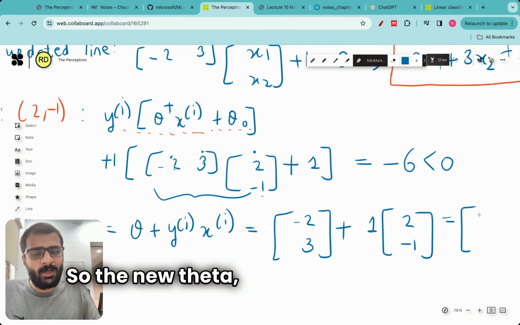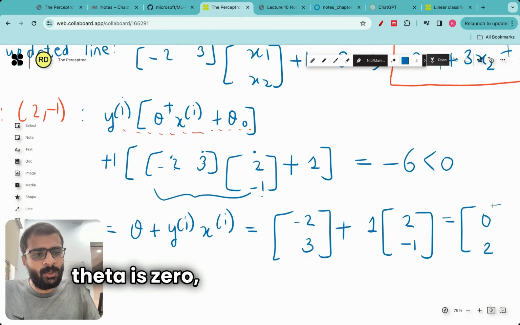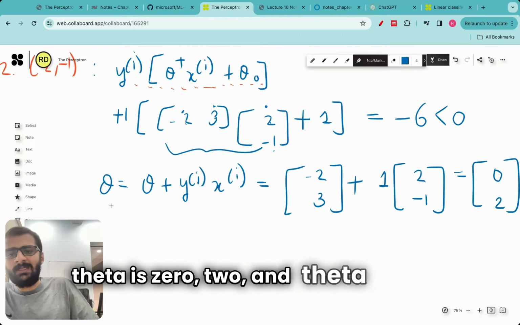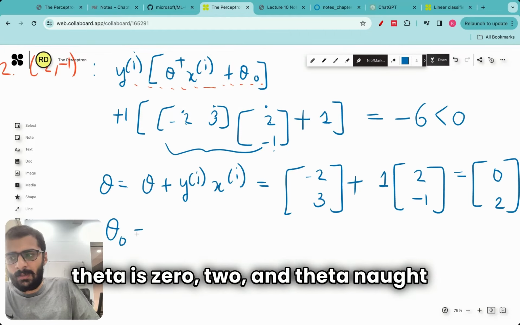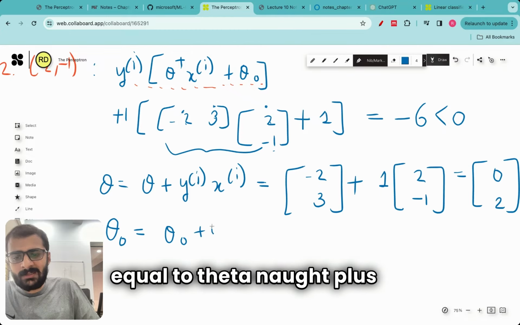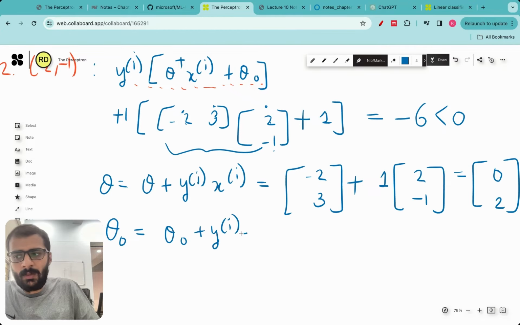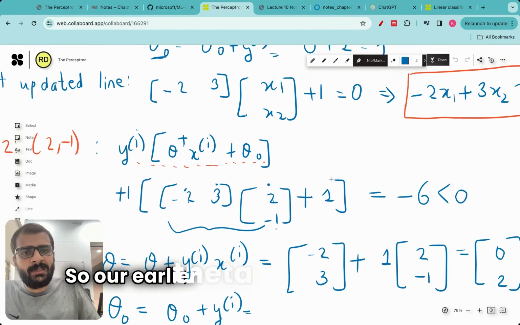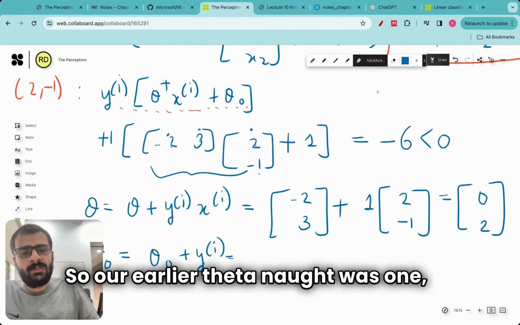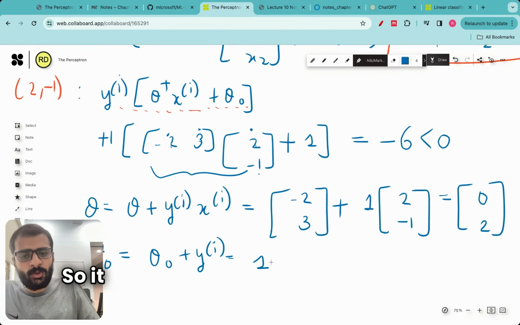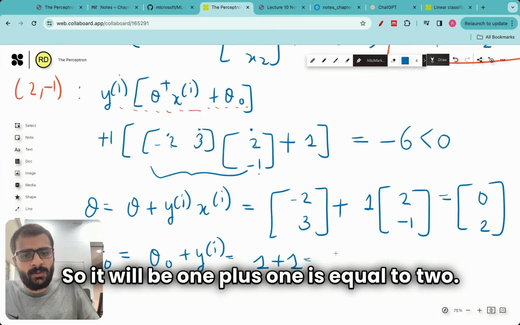So the new theta, or the latest updated theta, is 0, 2, and theta naught is equal to theta naught plus yi. So our earlier theta naught was 1, and yi is equal to 1. So it will be 1 plus 1 is equal to 2.